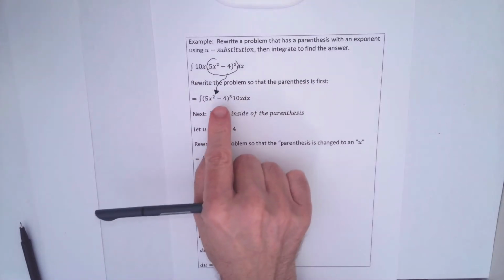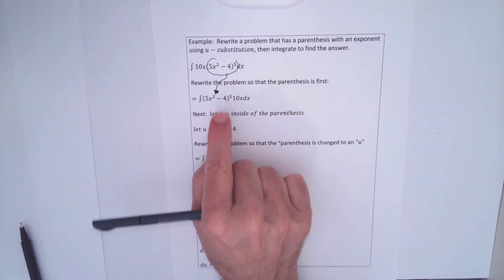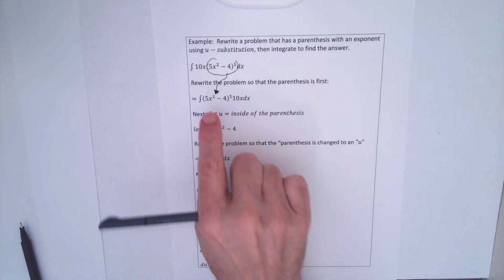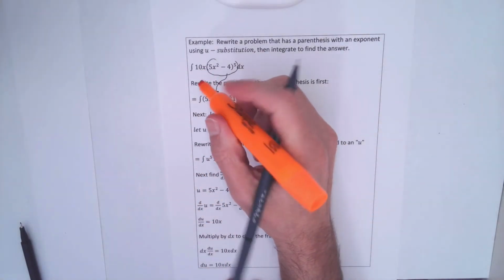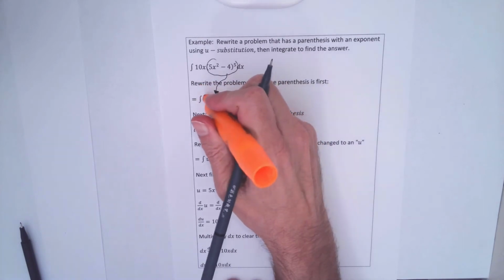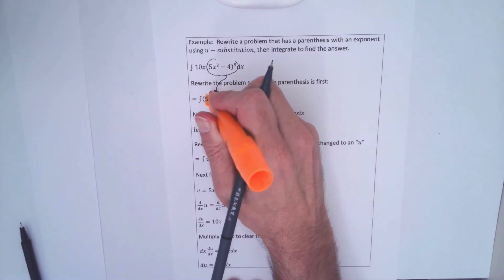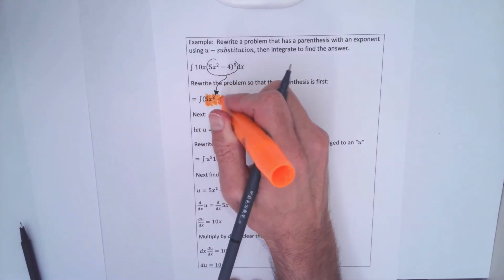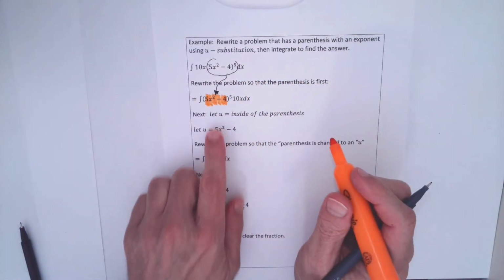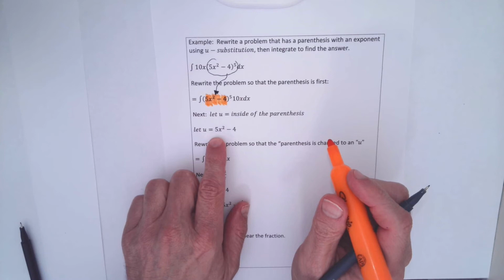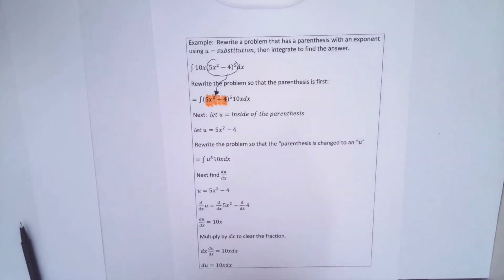Step 1, rewrite the problem with the parentheses first. Step 2, I let u be whatever is inside the parentheses. Anytime I have a problem with a parentheses that is really impractical to multiply out, I'm going to integrate the problem by U-substitution. And always, always, if there's a parentheses with an exponent, I let u be the inside of the parentheses with the exponent.